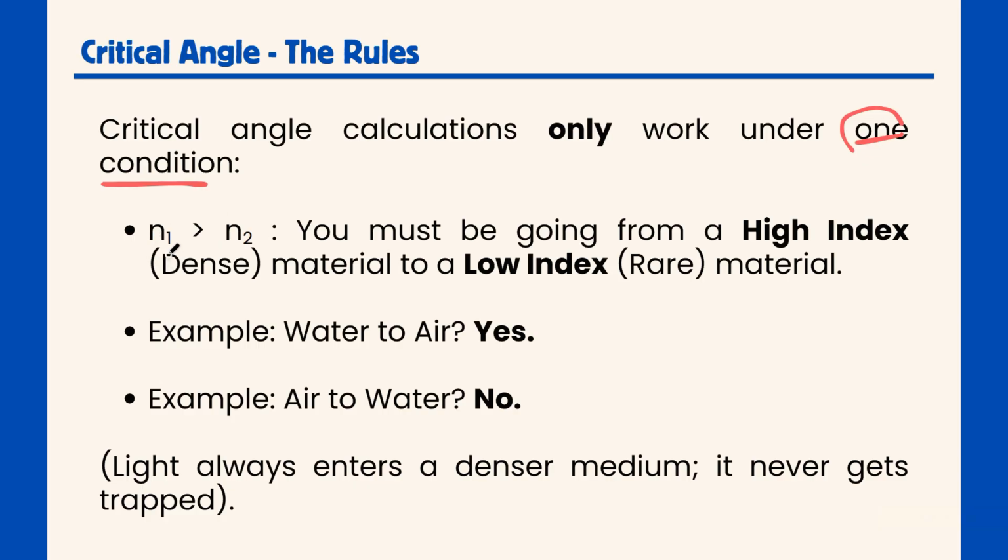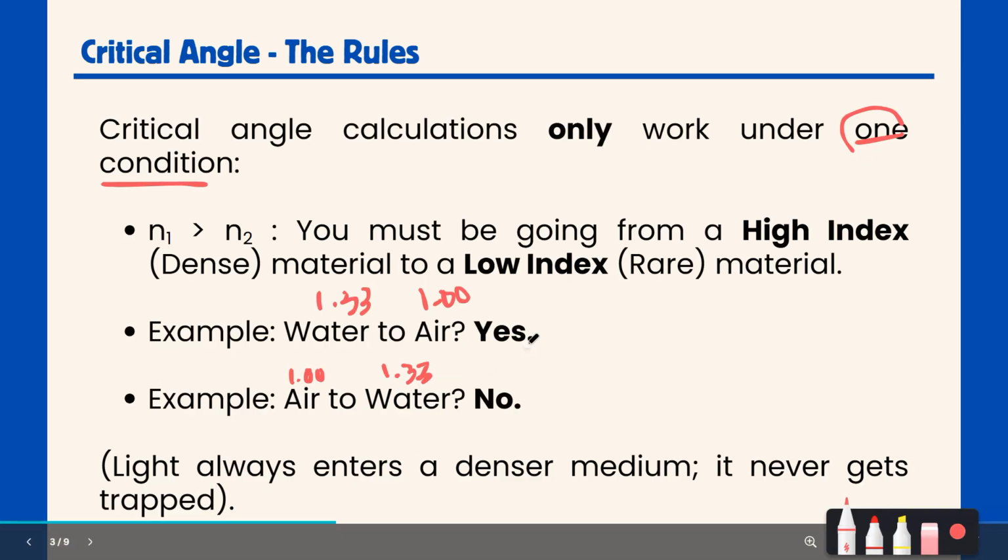So critical angle calculation only works under one condition. That is when our first medium's index of refraction is greater than n2. You must be going from a high index material to a low index material. So for example, is water to air considered to have a critical angle? That would be yes, because water is high index at 1.33 and air is only 1.00. In contrast, air to water cannot have a critical angle because it is low to high. So that would be no. It disobeys the one and only condition for critical angle, which is high to low.